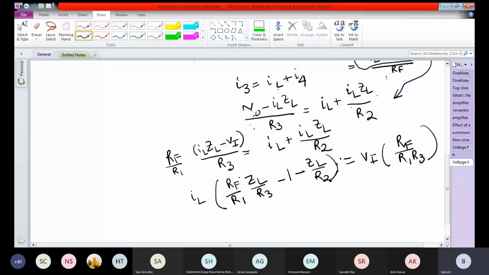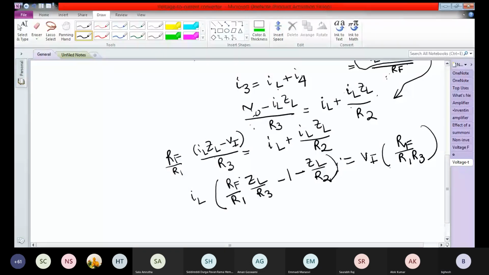Now we want to make IL independent of ZL. Because we want the load current to be independent of the load impedance, and to be dependent on, or proportional to, the input source voltage Vi.